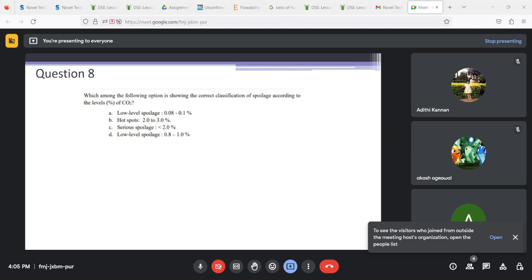So what is the level of carbon dioxide from which you will calculate the level of spoilage that has happened? Which one of these is correct?